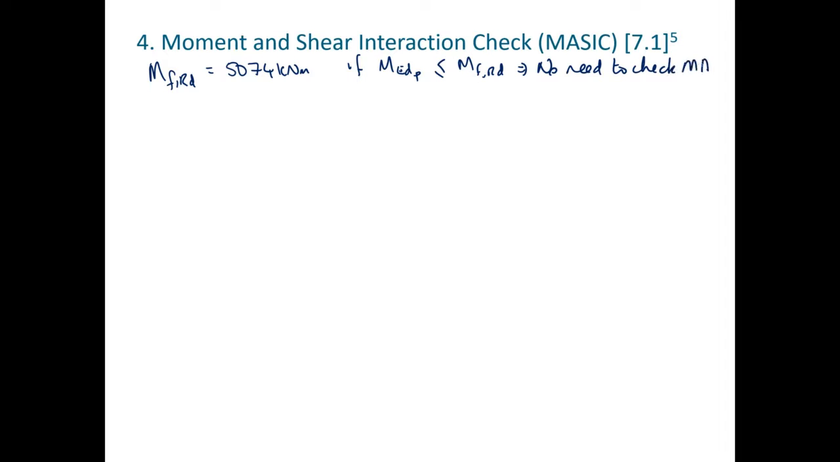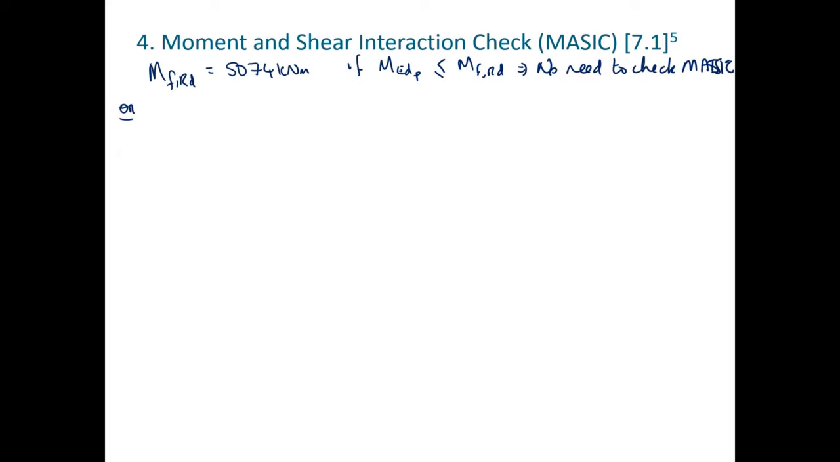Okay, so let's just remember what the numbers are right up the top of the page here. So the moment resistance of the flange is equal to 5,074 kilonewton meters, and you know that if the moment demand of a given panel is less than or equal to the flange resistance, implies no need to check moment and shear interaction. So moment and shear interaction check.